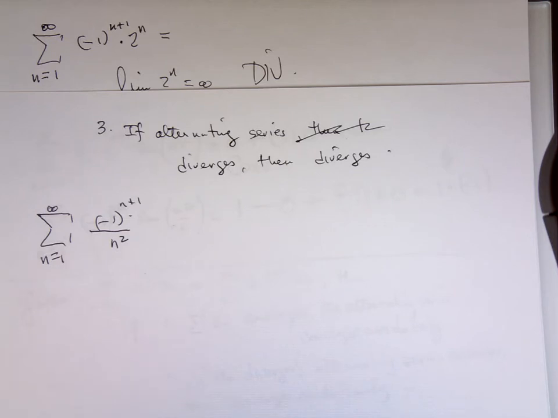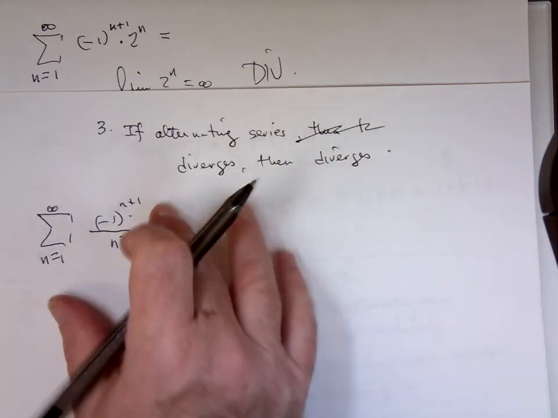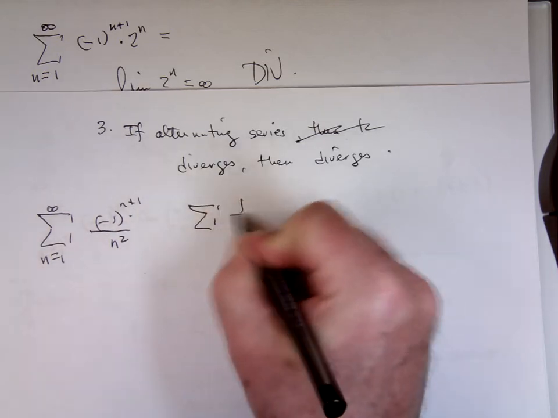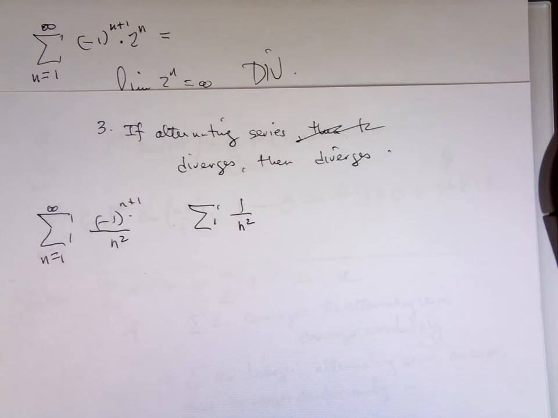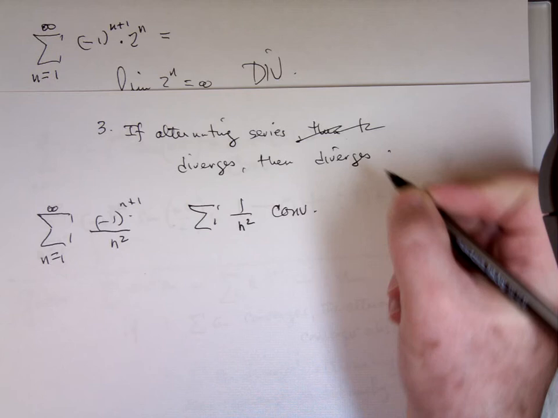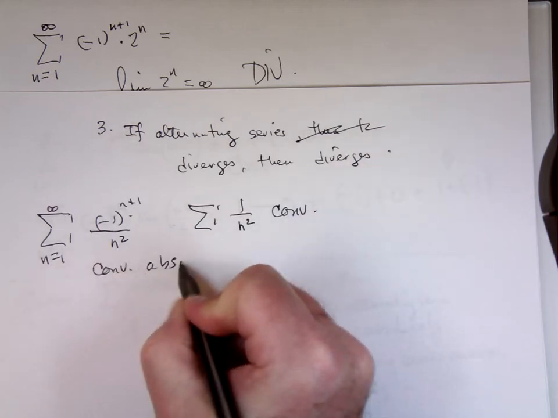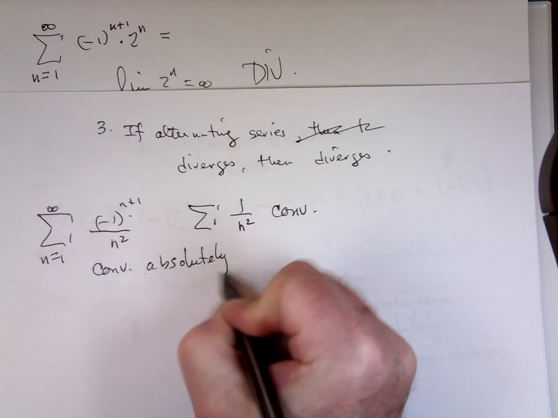When you have to examine a series like this, the first thing you should do is look at its positive series. There's its positive series. What do we know about this positive series? It converges. It's a p series where p is equal to 2. Since its positive series converges, the alternating series converges absolutely. Doesn't even have to alternate to converge. The positive series converged.